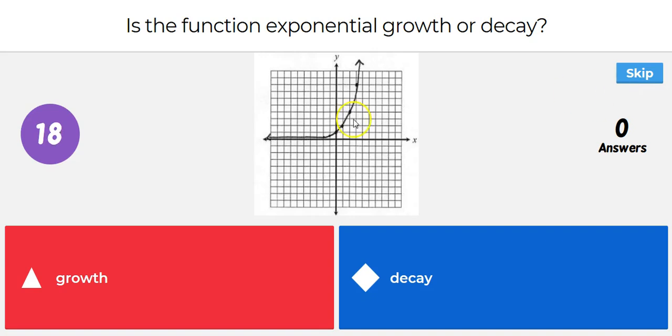If you're given a graph, you always read graphs from left to right, like you're reading a book. If it's going up from left to right, it's exponential growth, whereas if it's going down like this, it would be exponential decay.